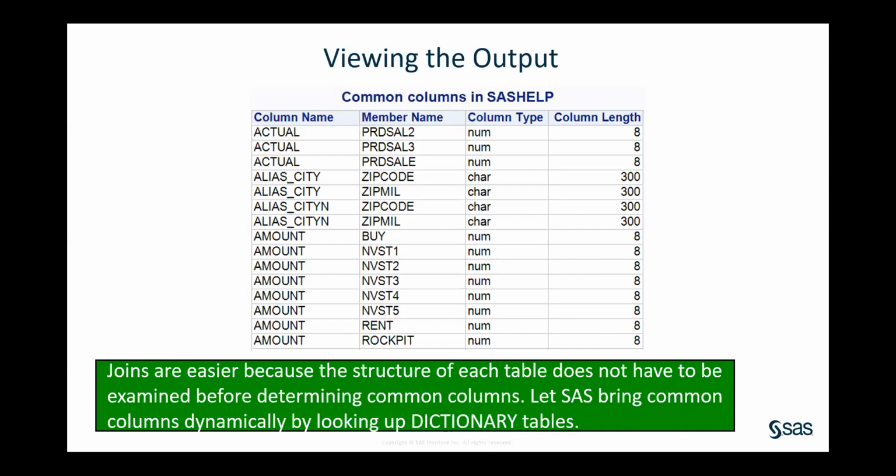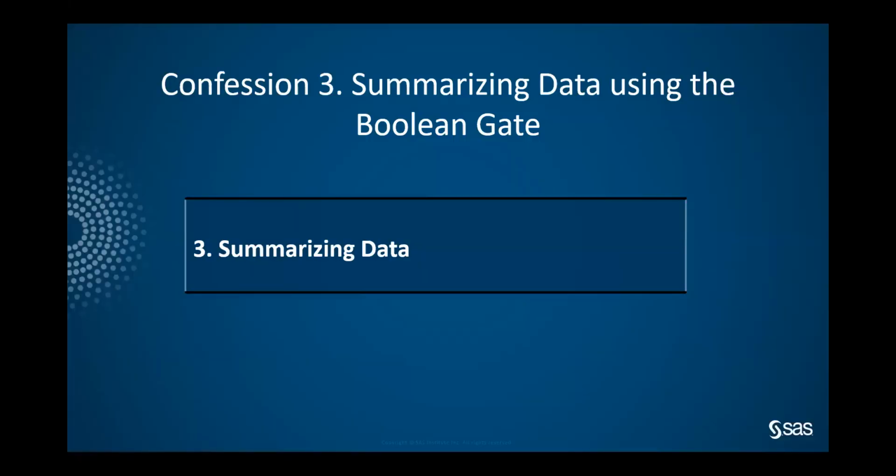you can even go and ask the dictionary tables to give you a listing of all columns which have the same name but of different type, so that later on when you're starting your join, you don't run into this little hurdle of, oh my goodness, the types are different, I need to do something. That was my second confession.